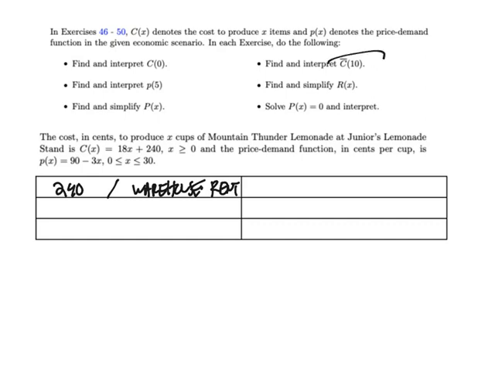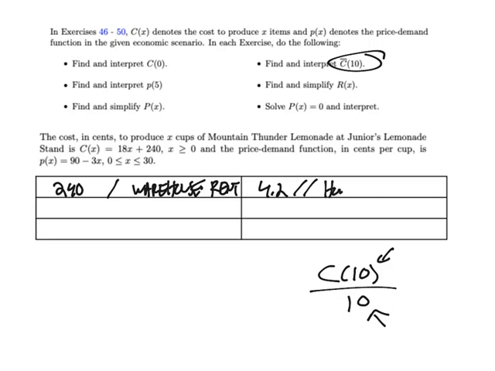Find and interpret C prime of 10. Okay, that is the marginal cost, which just says to look at how the cost is changing whenever x is 10. Looks like we get about 4.2. And to interpret this, you can say this is how the cost is changing at 10 units. This is the rate of change of the cost function relative to its specific position at x equals 10.